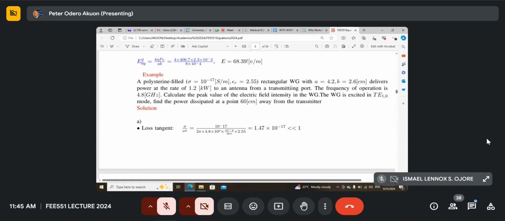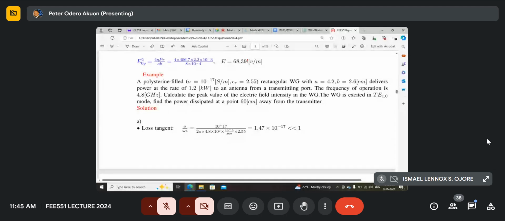So example two. A polystyrene filled rectangular waveguide with sides A and B given as 4.2 and 2.6, and the conductivity of the wall is given. The conductivity of the dielectric, polystyrene, the one filled inside, I should have written sigma D, is equal to 10 raised to the negative 17 Siemens per meter. It delivers power at the rate of 1.2 kilowatt to an antenna from a transmitting port. Frequency of operation is 4.8 gigahertz. You're supposed to calculate the peak value of the electric field intensity in the waveguide.